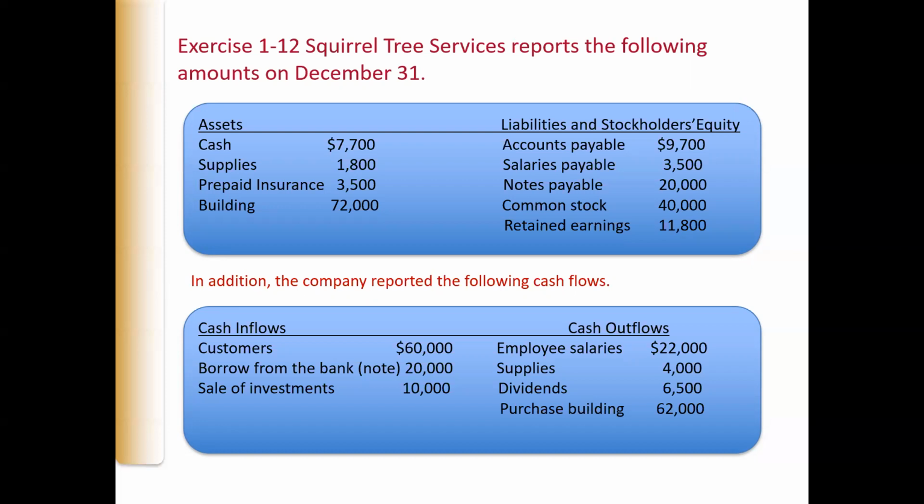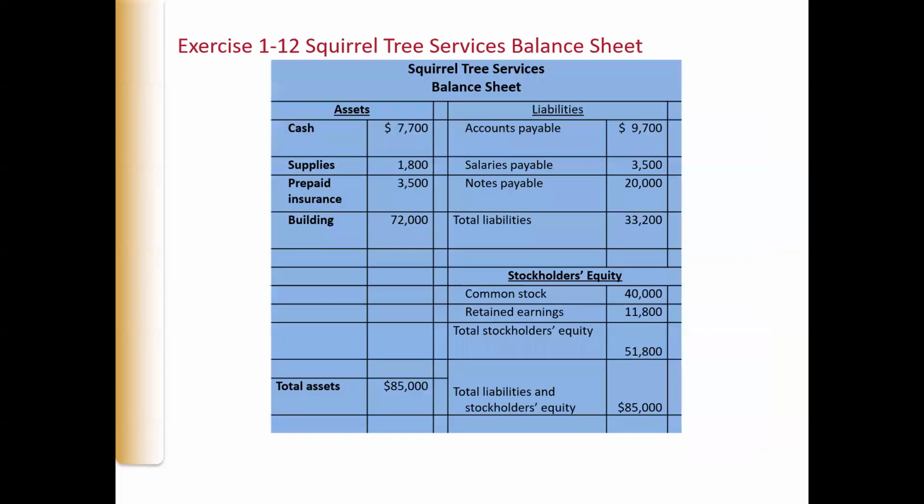So Squirrel Tree reports the following amounts. We've got our assets, we've got liabilities, stockholders' equity. And then it says, in addition, the company reported the following cash flows. It wants us to create a balance sheet.